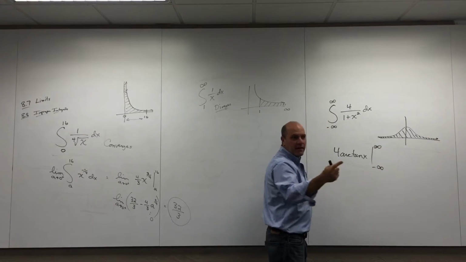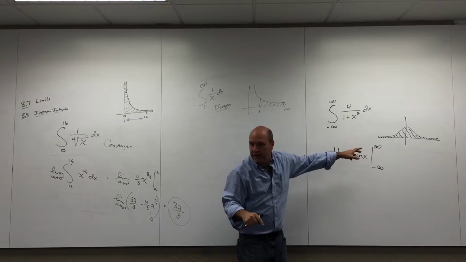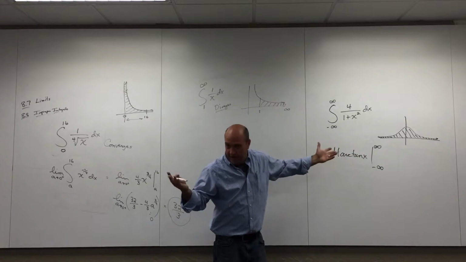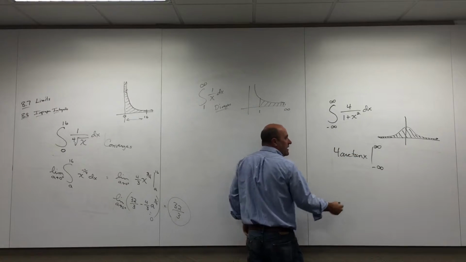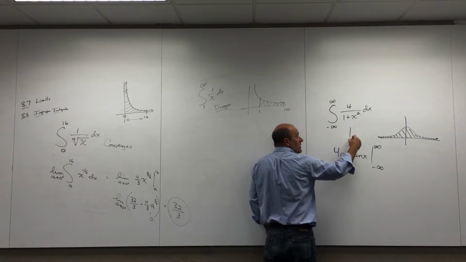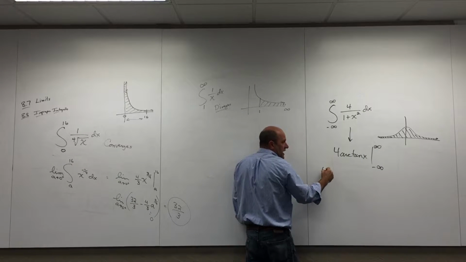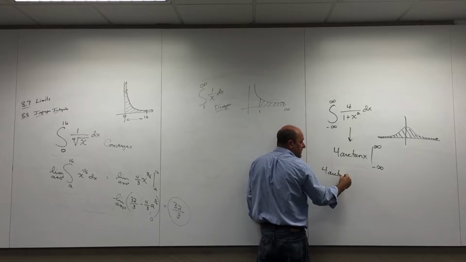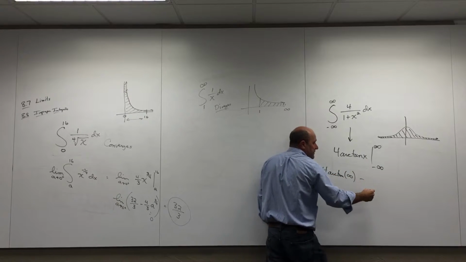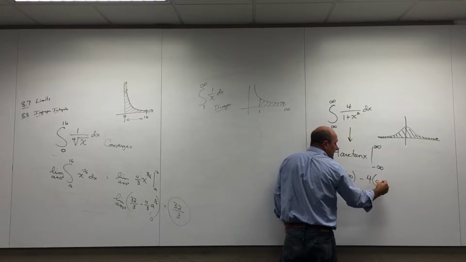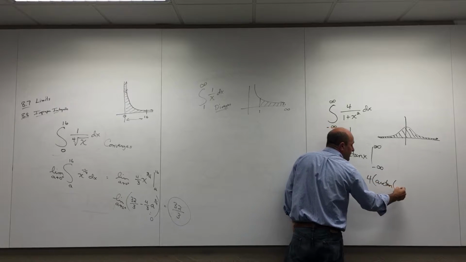I mean, I should have put b's in there and then taken the limit as b goes to infinity, right? But I'm just being kind of sloppy. Anyway, there's the answer to the integral. And I'm trying to plug in infinity now. So now does anybody know the arctangent of infinity? You guys probably do; she said pi over 2. And then I need to do the arctangent of negative infinity.